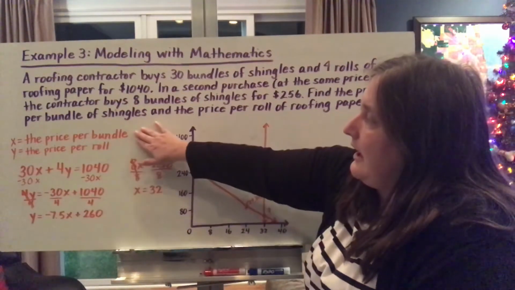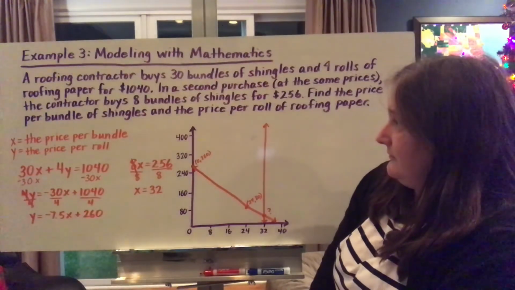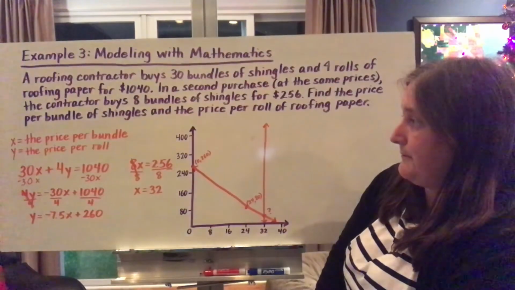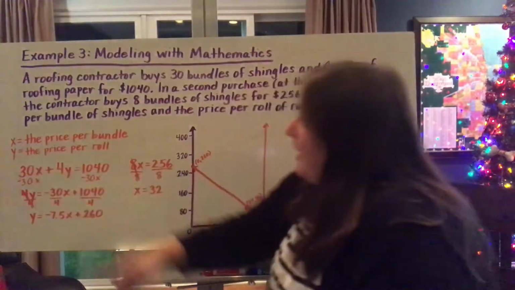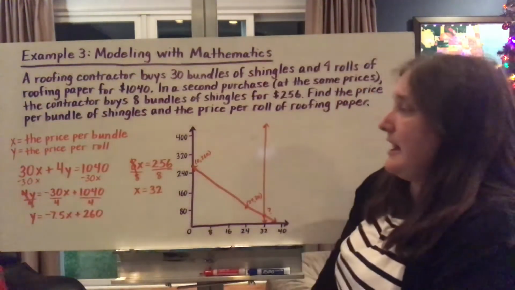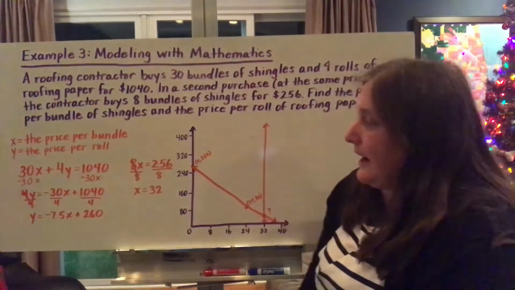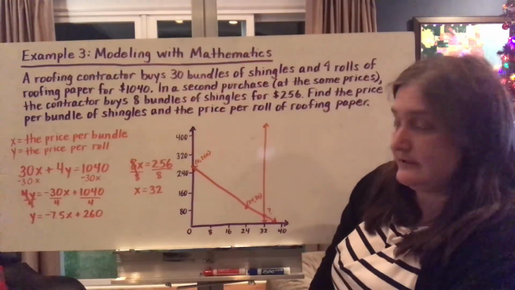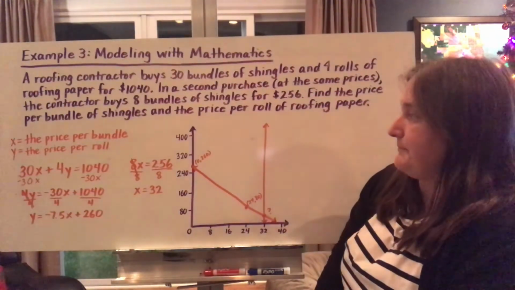So I decided x was going to be the price per bundle of shingles, and y was going to be the price per roll of roofing paper. So in the first purchase, he bought 30 of the bundles and 4 of the rolls, and it added up to $1,040. So here I just solve for y, and I get y equals negative 7.5x plus 260. Now this is going to be easier to graph. That's why I want it in slope-intercept form.